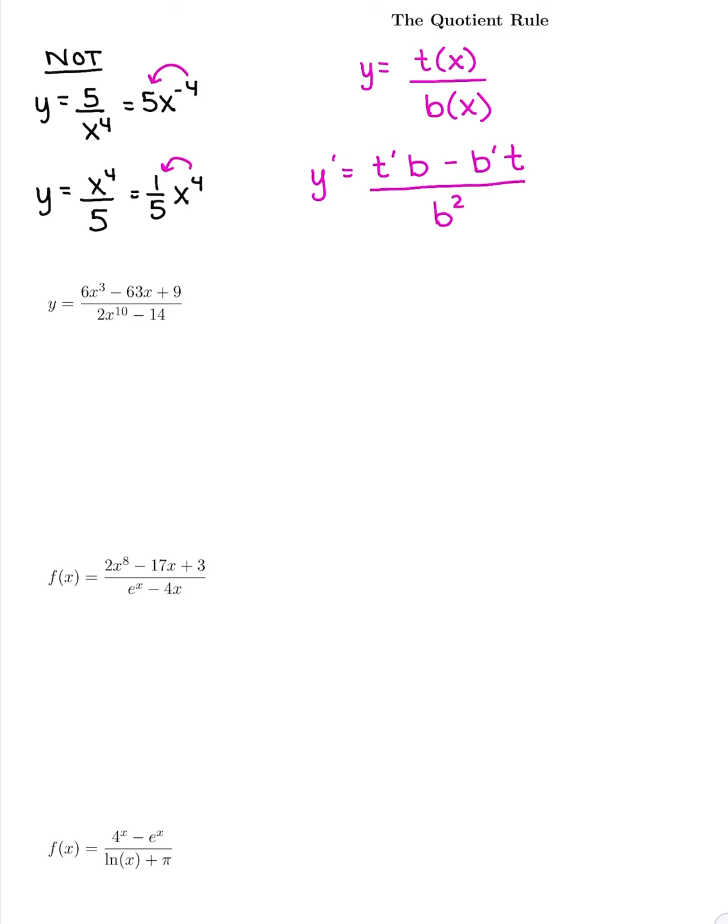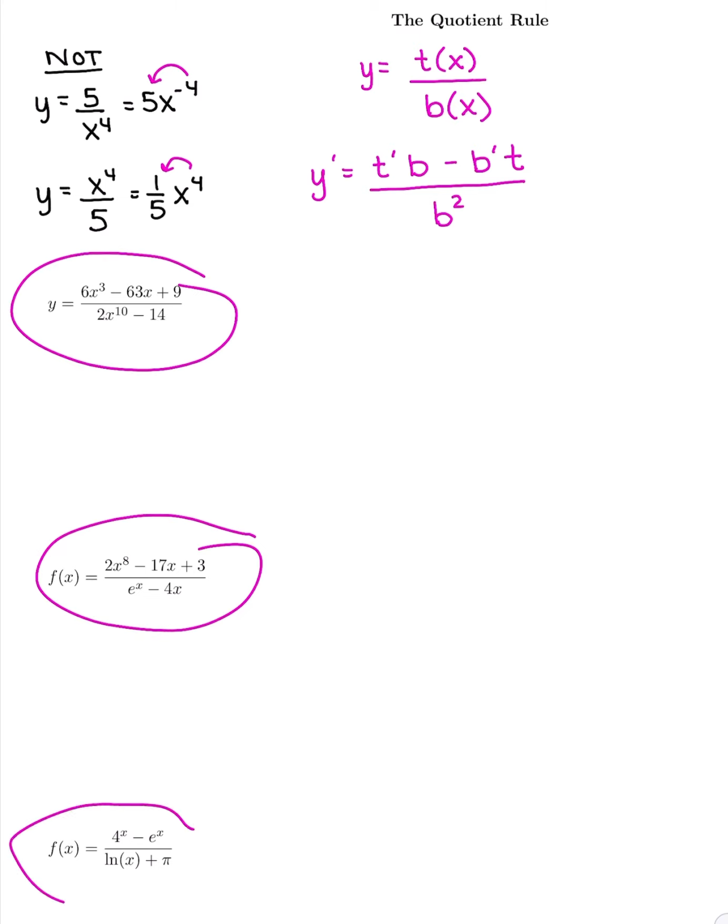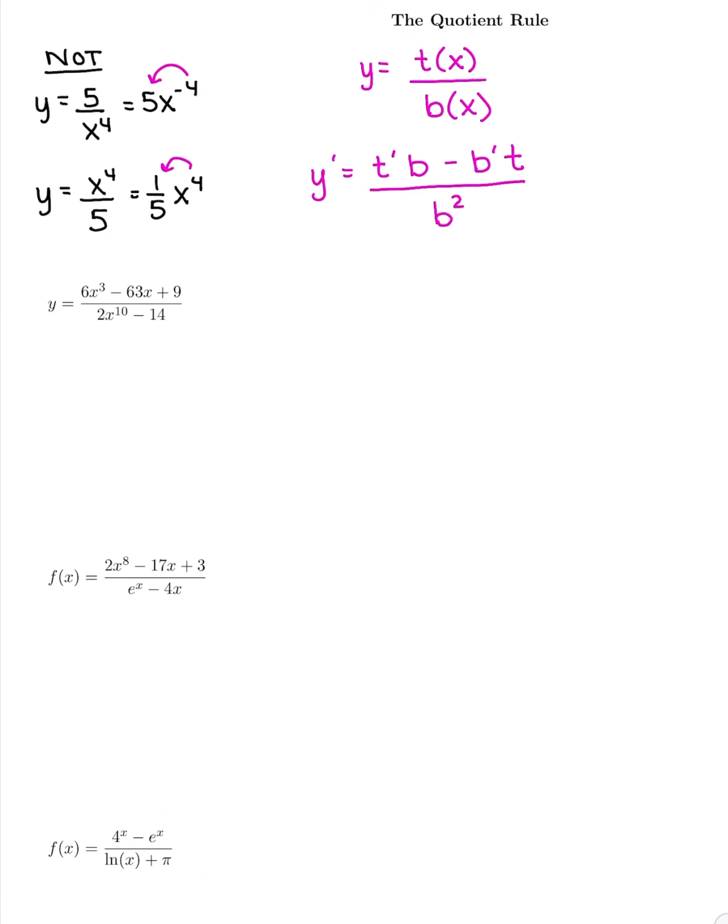So looking at these quotient rules below over here, everything has x's in both the top and the bottom. So we're going to use the quotient rule for all 3 of these, unlike our not examples up there where they only have x's in the top or the bottom. It has to have x's in both places, then we know to use the quotient rule.